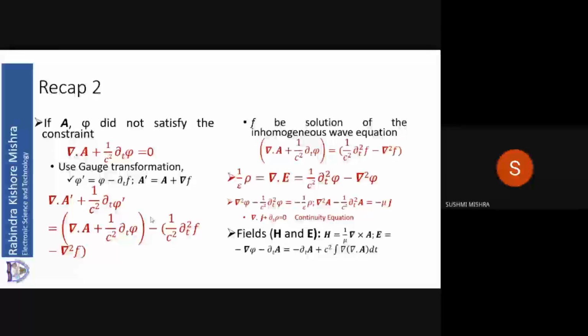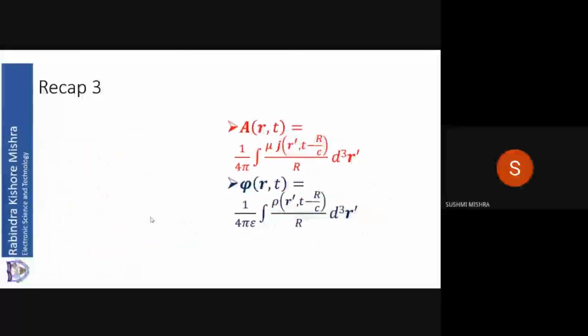Integrate that over T. All this we are doing in the time domain for the time being. So ultimately what we got? We got the solutions for those two wave equations, and the solution for the vector field A(r,t) is equal to 1 by 4 pi integral of mu J(r', t minus R by c) upon R dv', where dv' means it is over the whole volume. Similarly, there is a similar equation for phi.